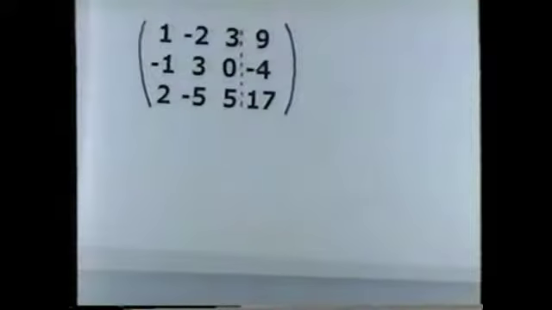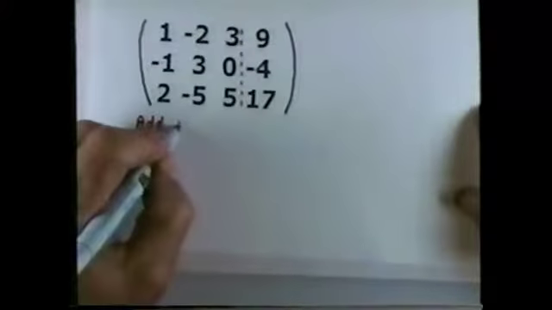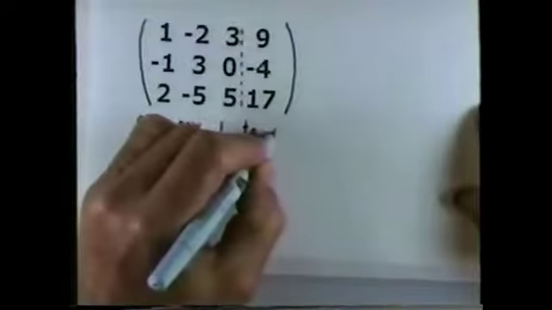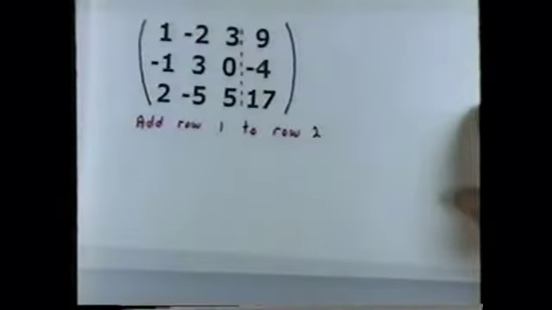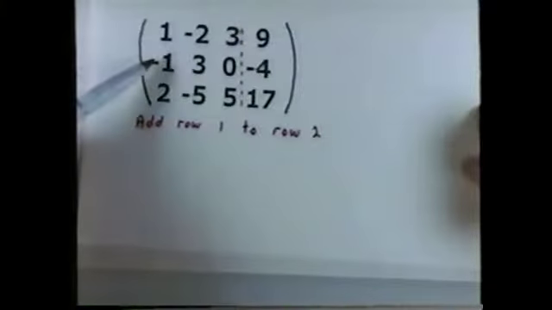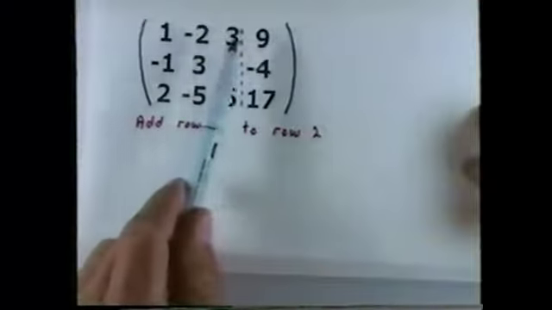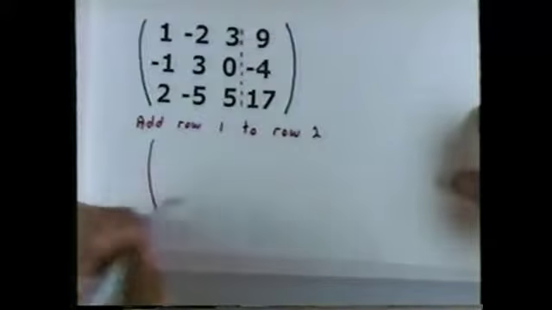So with the matrix, the first thing I'm going to do is simply add row 1 to row 2. Now the row operation actually says multiply a row by a constant and add it to a second row. So technically, I'd multiply the first row by 1 and add it to row 2. We'll leave everything else the same.